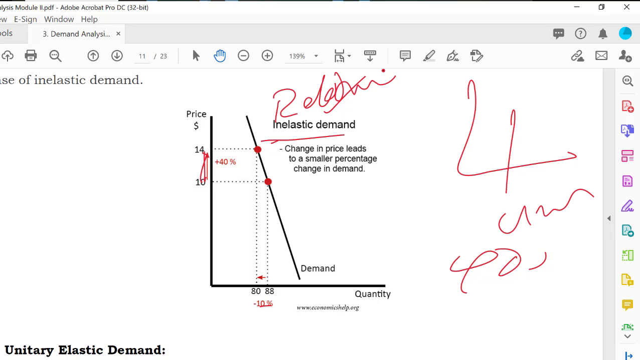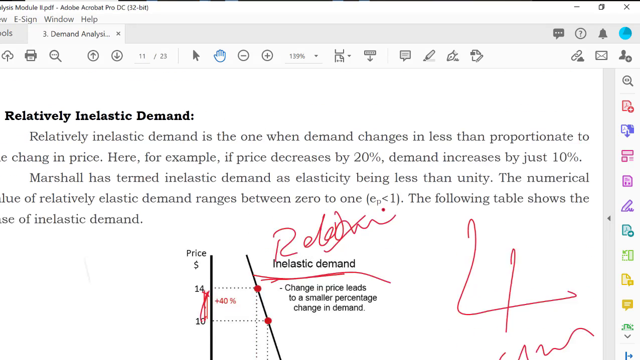Here it is not like that: the price increased by 40%, demand decreases only by 10%. Only by how much? Only by 10%. So that is why we call it relatively inelastic.